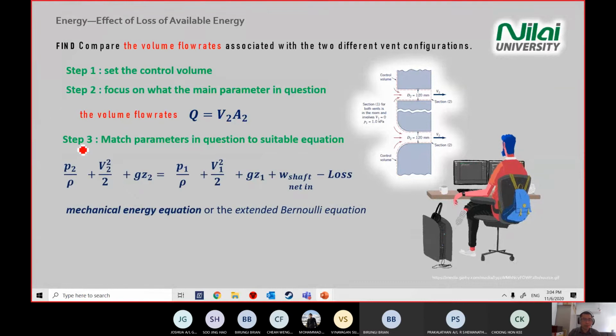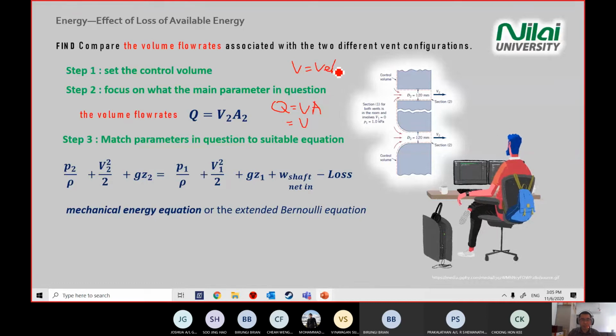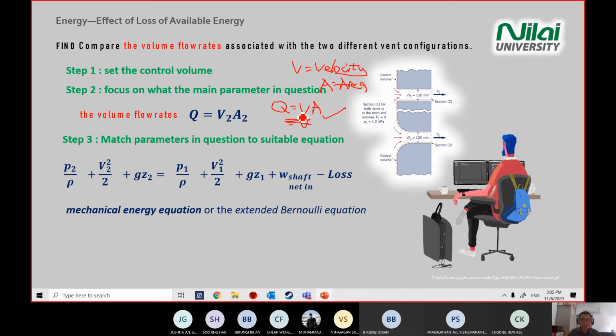So again, call the mechanical energy equation, right? Write this equation in the space given there. All right. First thing is you focus on the volume flow rates, which is given by Q. Q equals V times A. So even in your exam, if you don't know how to write the notation, you just write A times V. We are given that V equals velocity, A equals area. Then you write this equation, right? You'll get some marks in your answer.